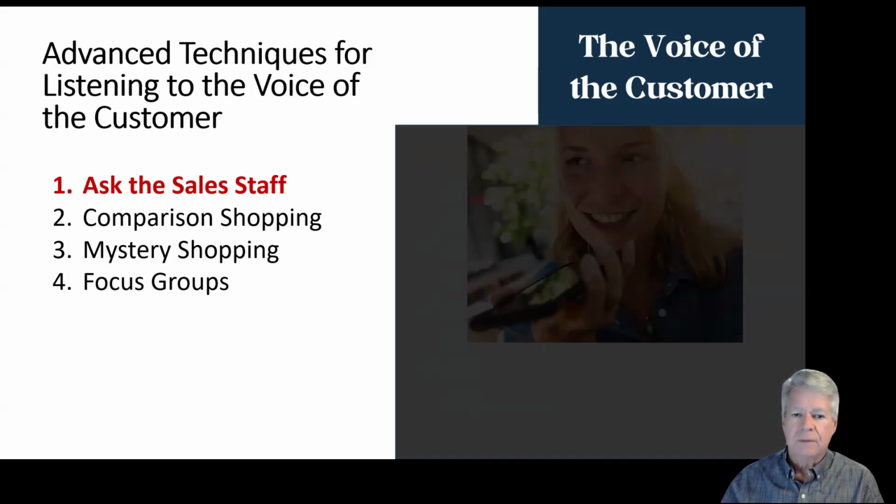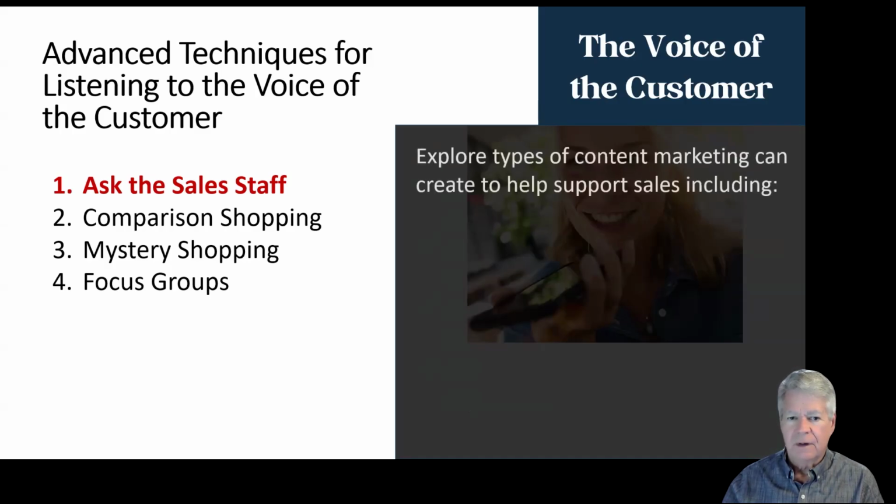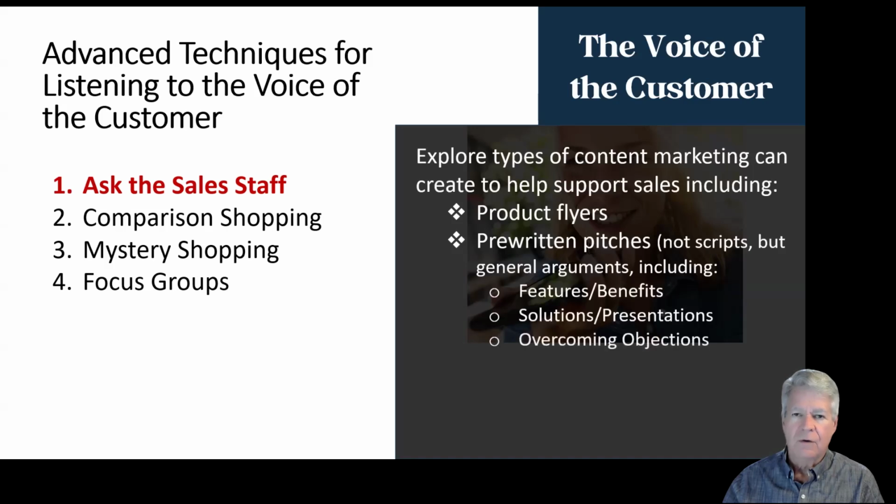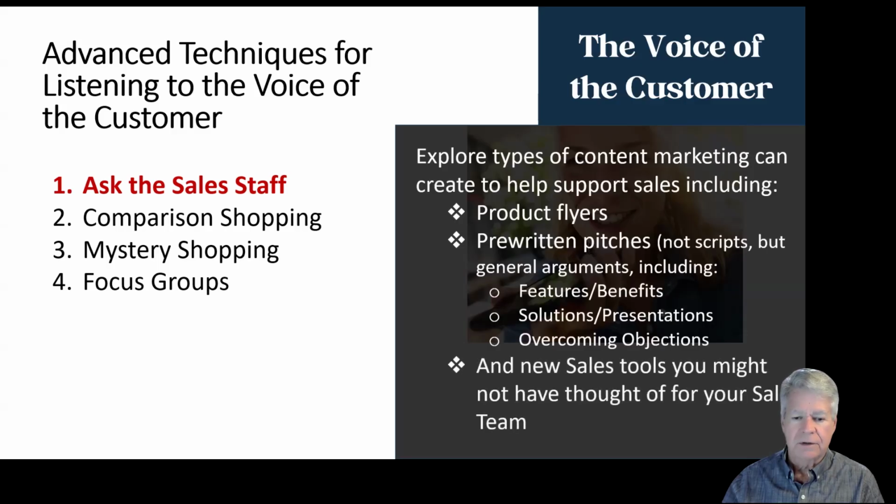Ask what sales needs from marketing. Explore types of content that marketing can create to help support the sales process, including product flyers, pre-written pitches, not scripts, but general arguments that address every aspect of the sale, including features and benefits, solutions and presentations, overcoming objections. And also don't forget to look for new sales tools you might not have thought of.